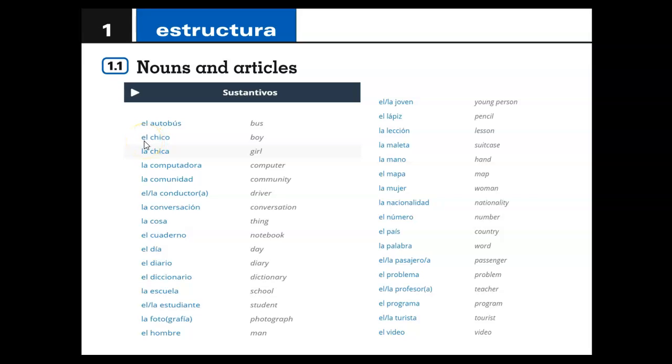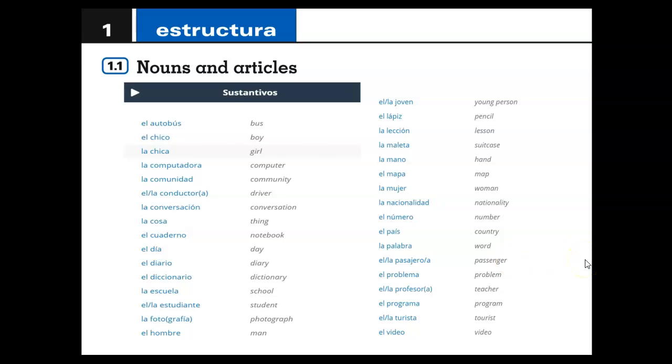If I were to go to something that's non-living, you have el cuaderno, the notebook. So anytime you study your vocab, it's going to tell you if it's feminine or masculine. If I move down to la escuela, the school, it tells me based on this article that it's a feminine word.